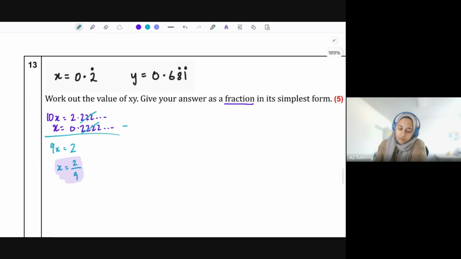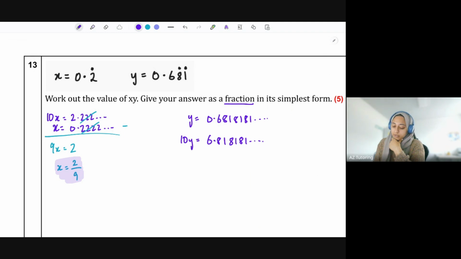Let's work out y now. So y equals 0.8681, with the 81 only recurring. So this 6 is an issue for me. I need to bring this 6 up. So I'm going to times it by 10 first. So we get 6.8181, and so on. So this is good now because after the decimal point, I've only got the recurring number. The 6 is not interfering.